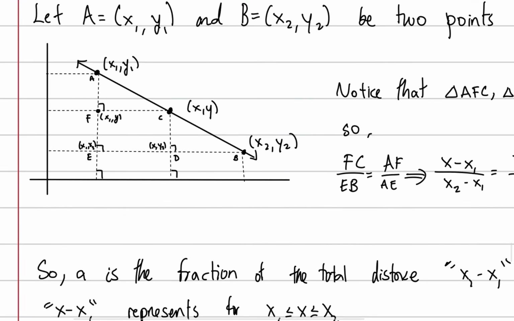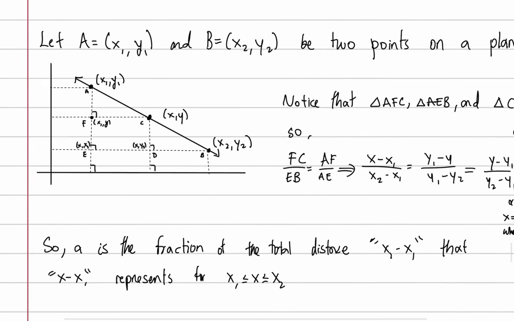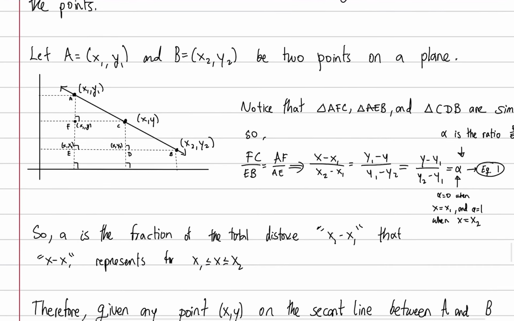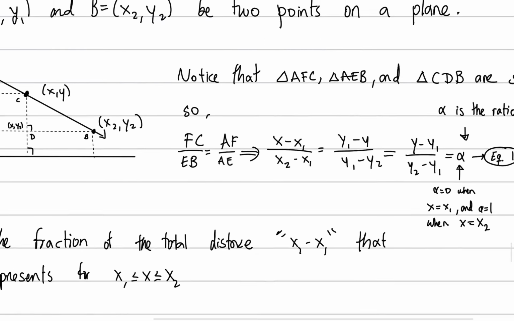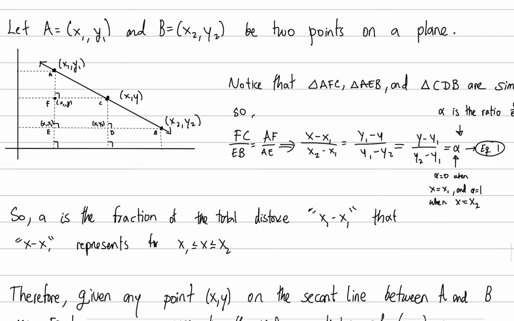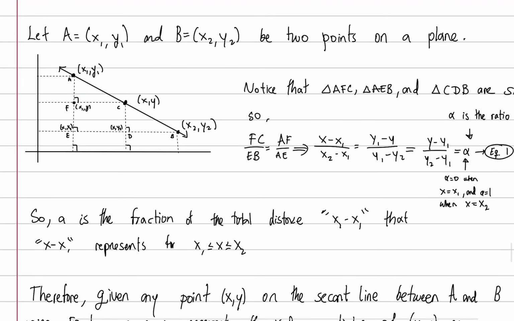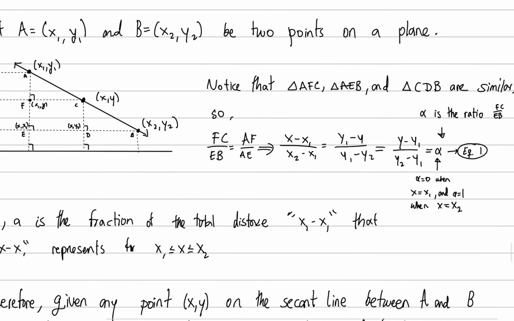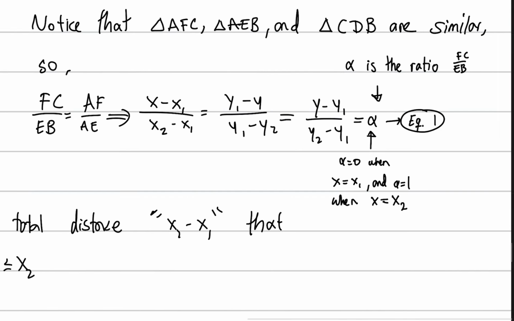And from that, we're going to derive that FC over EB is equal to AF over AE. All of that just means x minus x1 over x2 minus x1, which is the total distance, is equal to y1 minus y over y1 minus y2, which is equal to y minus y1 over y2 minus y1. I just flipped the sign right here, but it's the same thing because we're dividing by two negatives.